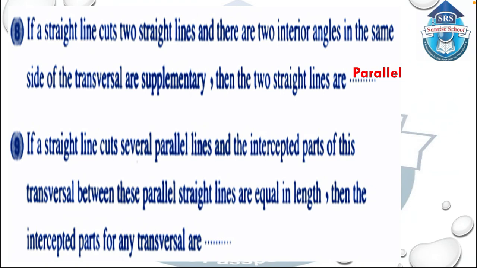If a straight line cuts several parallel lines and the intercepted parts of this transversal between these parallel straight lines are equal in length, then the intercepted parts of any transversal are equal in length.